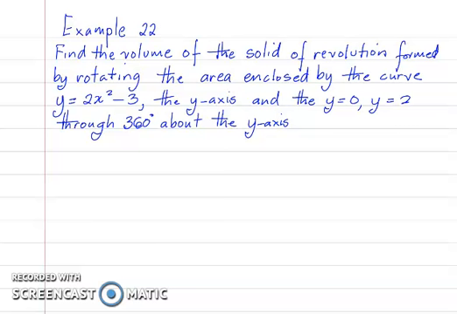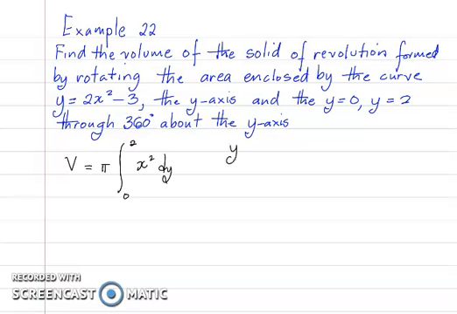It says find the volume of the solid of revolution formed by rotating the area enclosed by the curve y is equal to 2x squared minus 3, the y-axis, the line y is equal to 0, y is equal to 2 through 360 degrees about the y-axis. All right, we already established that that volume V would be equal to pi, the integral from y is equal to 0 to y is equal to 2 of x squared, and I'm integrating with respect to y.